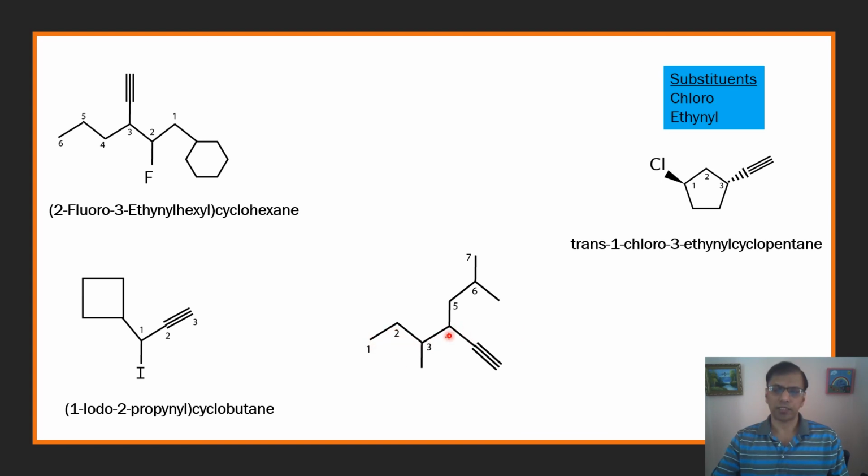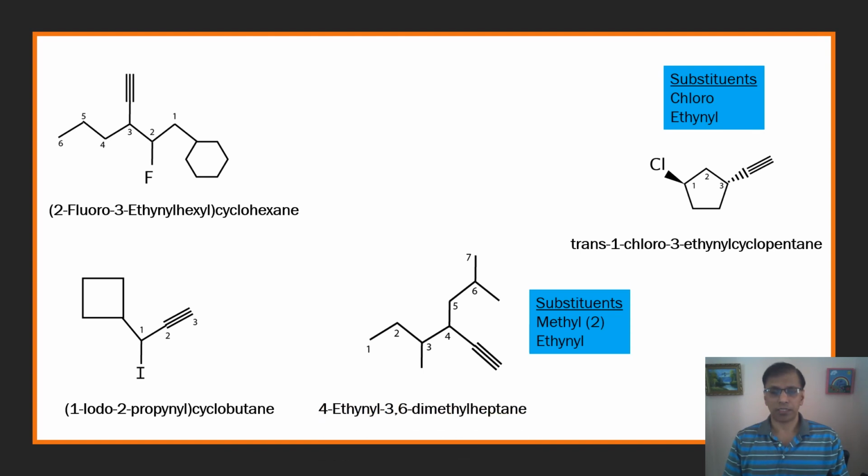So this is the longest parent chain, 7. If you had numbered it from 1, 2, 3, 4, 5, 6, so 6 is smaller. So that's the reason the triple bond is not a part of the parent chain. So you have 2 methyl substituents and 1 ethynyl substituent, and so you number it as 4-ethynyl-3,6-dimethyl heptane. You use the word di because there are 2 methyl groups, and 3 and 6 are the locations of the 2 methyl groups, and then you end up with the alkane name, which is heptane, because that's the parent chain.